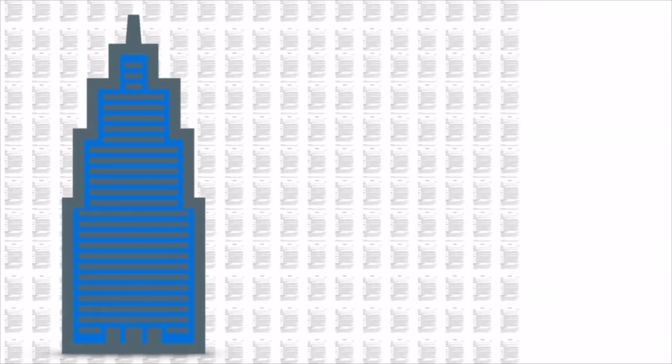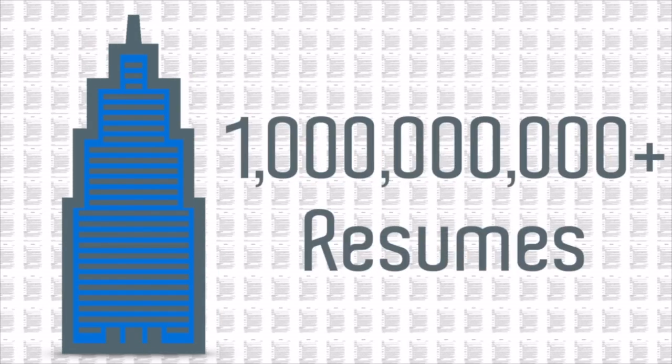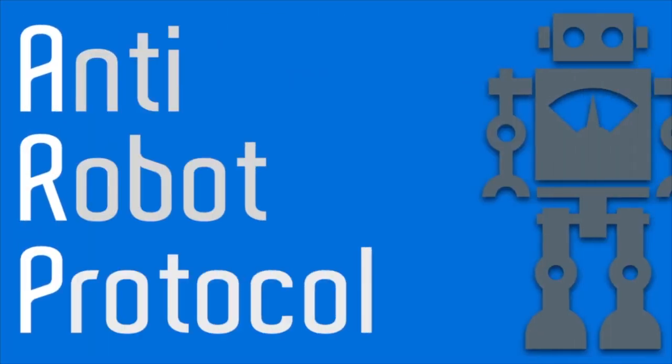That's because really large organizations receive like millions of applications a year sometimes. I mean, Google and Procter & Gamble, for example, they receive about 1 million applications every year. And so what we've done to help you fight the robots, as we're calling them, is we've developed the ARP, the anti-robot protocol. And step 1 is to find matching language.